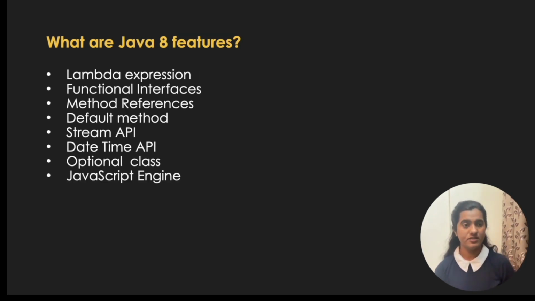Next question is, what are the Java 8 features? It is the most common question asked by the maximum number of interviewers. Different Java 8 features are Lambda expression, functional interfaces, method references, default method, Stream API, DateTime API, Optional classes, and JavaScript Engine. We will discuss a few of these features in detail.